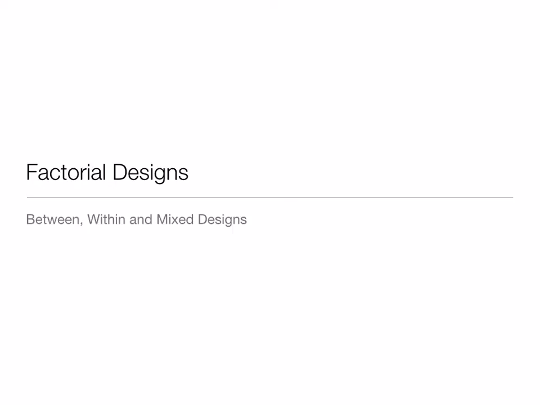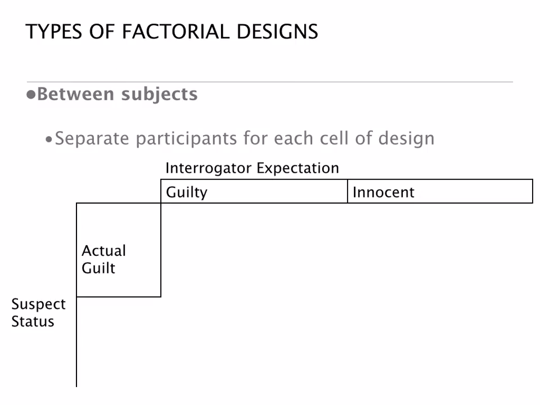It's Kristen Atchison again. We're continuing our discussion of factorial designs. We're going to be talking about how factorial designs can be used with between measures, within measures, and also what a mixed design is. So in a study that's looking at manipulating both interrogator expectation and suspect status.